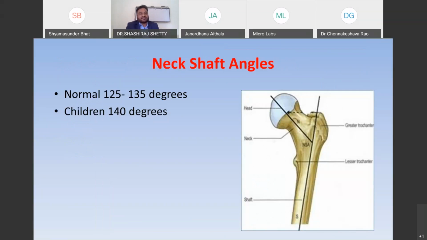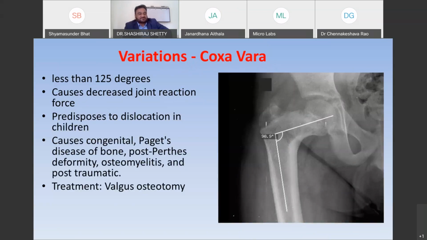Now we come to the neck shaft angle. The normal is around 125 to 135 degrees. In children, it will be around 140 degrees. There will be a variation. If it is less than 125 degrees, that is coxa vara, it causes decreased joint reaction force and predisposes to dislocation in children. The causes are congenital, Paget's disease of the bone, post-Perthes deformity, osteomyelitis, and post-traumatic. The treatment will be valgus osteotomy.